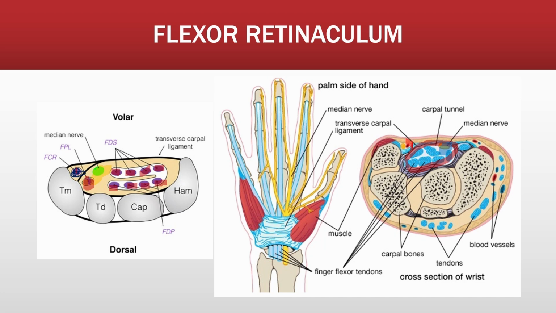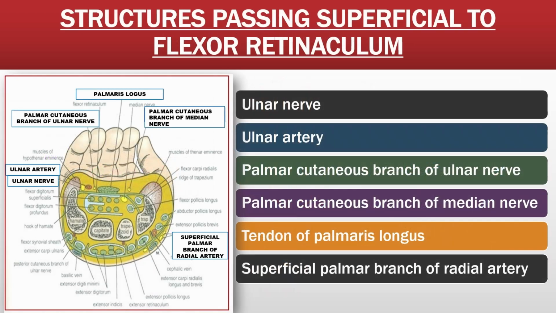So again, the same diagram can be seen over here. Any compression in this is known as carpal tunnel syndrome. Now, what are the structures that pass superficial to the flexor retinaculum? You have a question on this. It can come as an enumerate question.